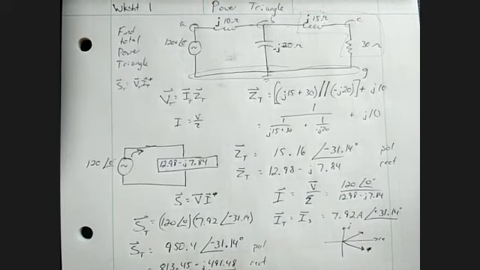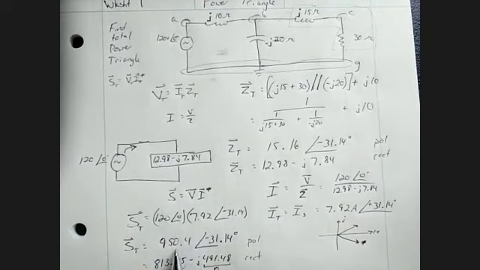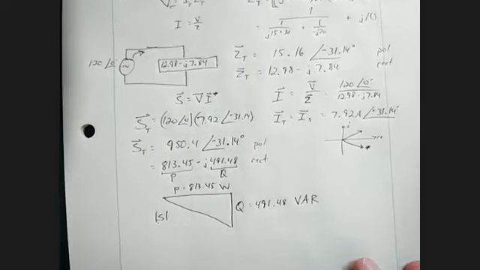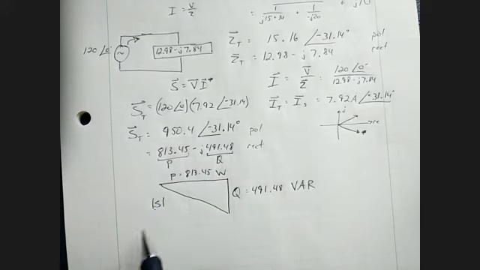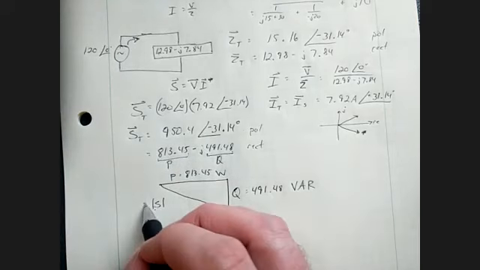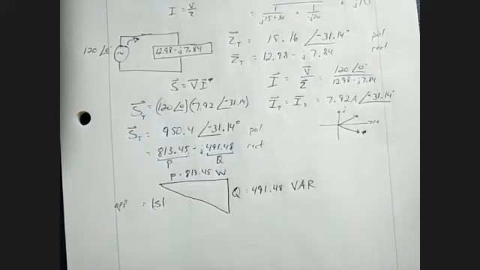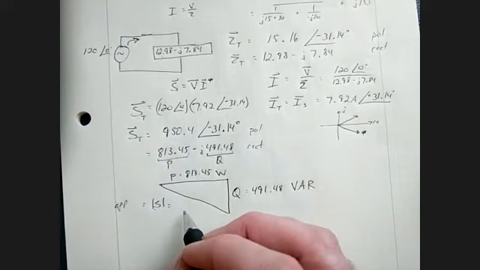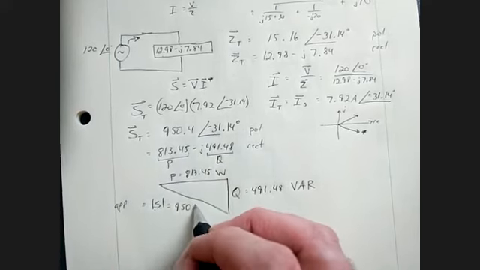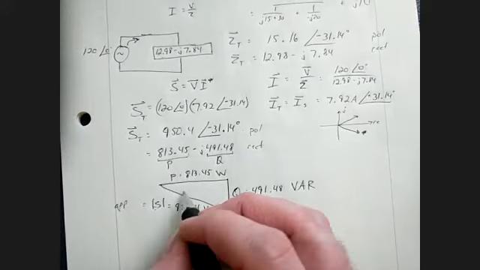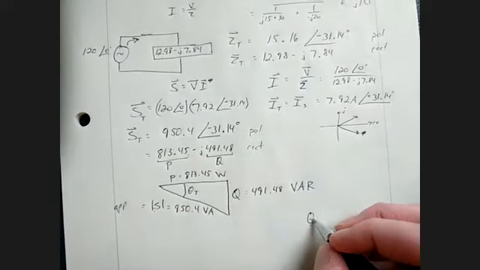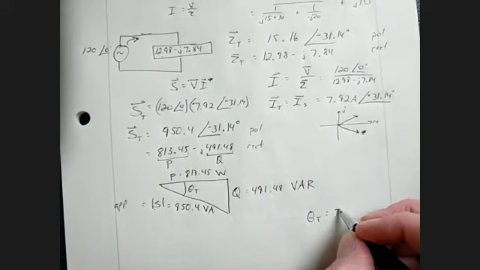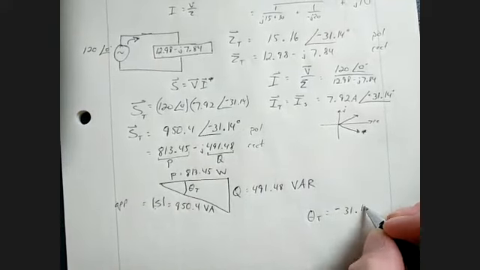Right there is the magnitude of S. I'm looking at a vector. Scoot that puppy up. The magnitude of the vector is the apparent power when it comes to complex power. Apparent power, its value is 950.4 volt amps. And right there is theta T. Theta T is equal to negative 31.14.